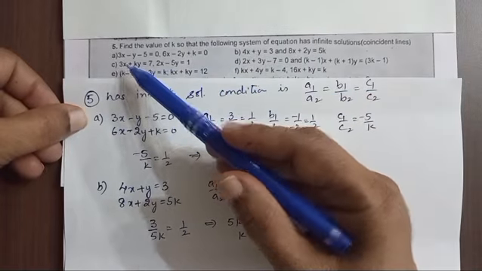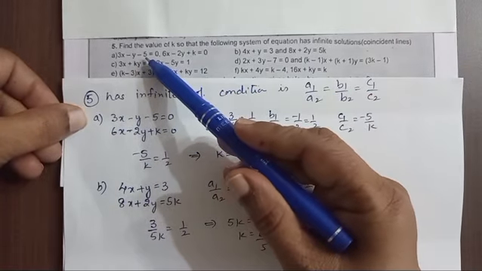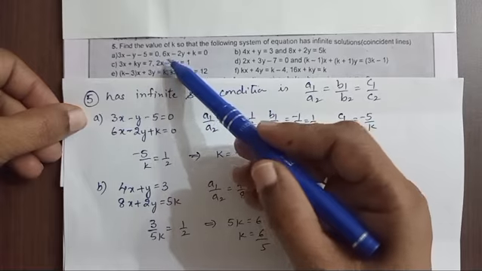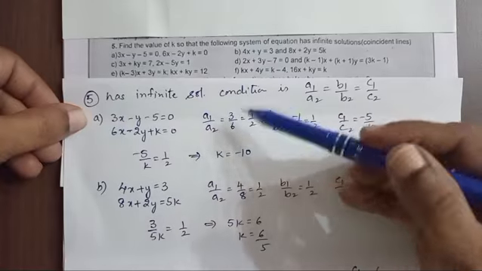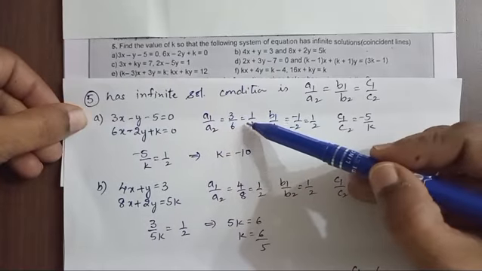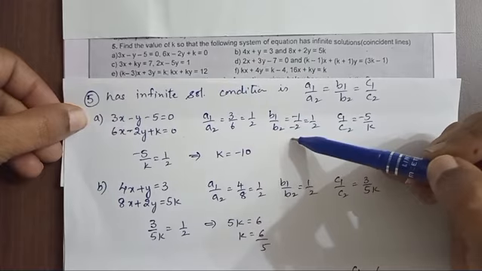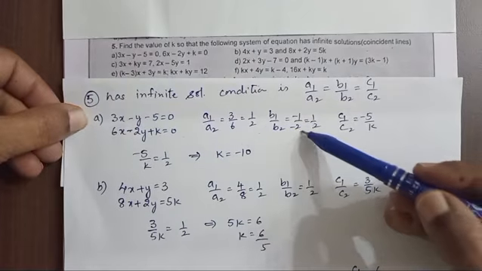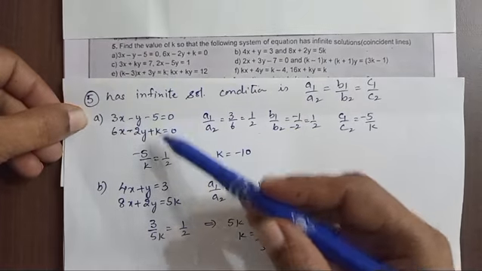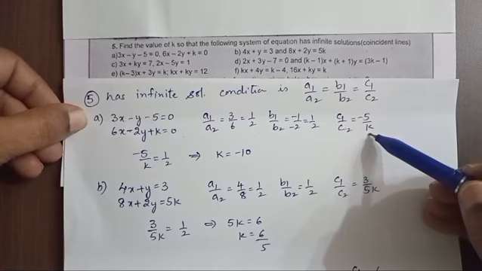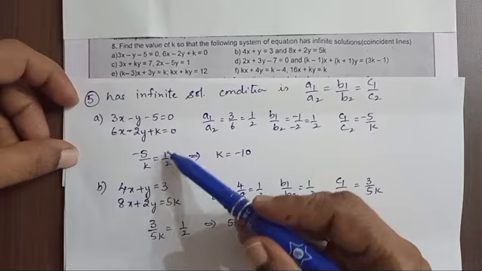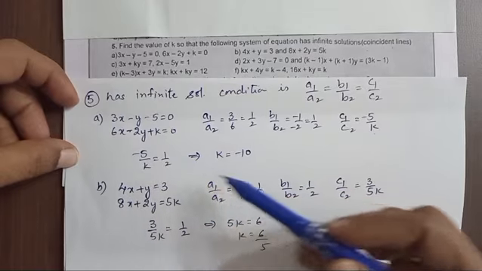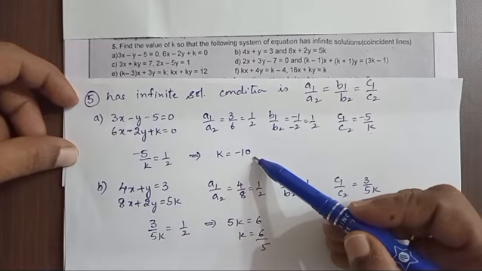The first equation is 3x minus y minus 5 is equal to 0. 6x minus 2y plus k is equal to 0. The ratio a1 by a2 is 3 by 6, which is 1 by 2. b1 by b2 is minus 1 by minus 2, which is 1 by 2. c1 by c2 is minus 5 by k. Hence, this ratio minus 5 by k should be equal to 1 by 2. Cross multiplying, we get k is equal to minus 10.